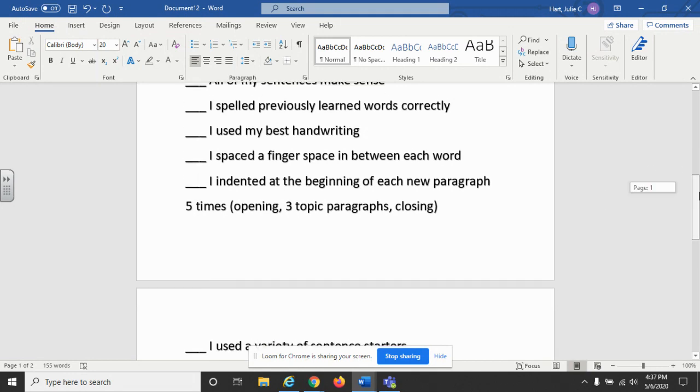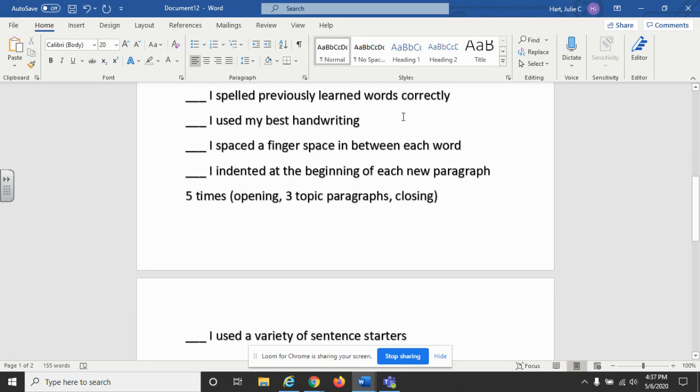And the next thing on the checklist says, I spelled previously learned words correctly. So your teachers have probably worked with you. I know I did. I have worked with students on OG skills. So if you know that a word needs to have a magic E at the end, then don't forget to add that magic E. Or if you know letter combinations that make certain sounds, or when to use a C and when to use a K, use those skills to make sure that your words are spelled the best that you can. If it's a word you know that you've learned how to spell before, make sure you spelled it correctly. Sometimes we get in a hurry and we misspell words. So go back and fix those.